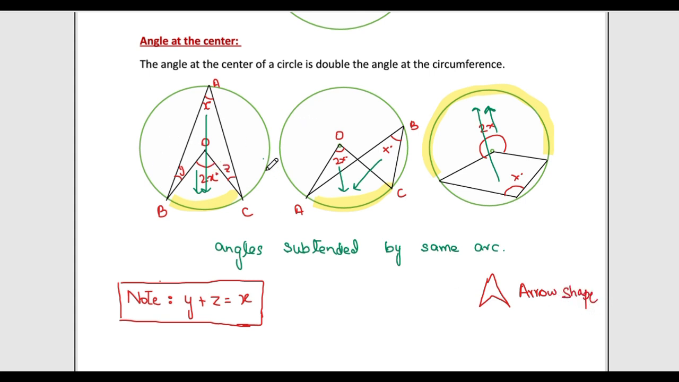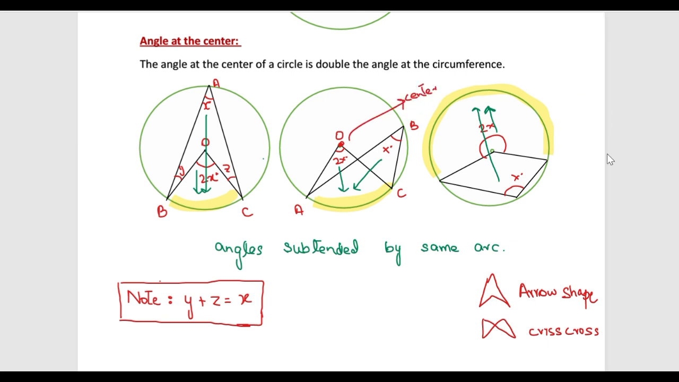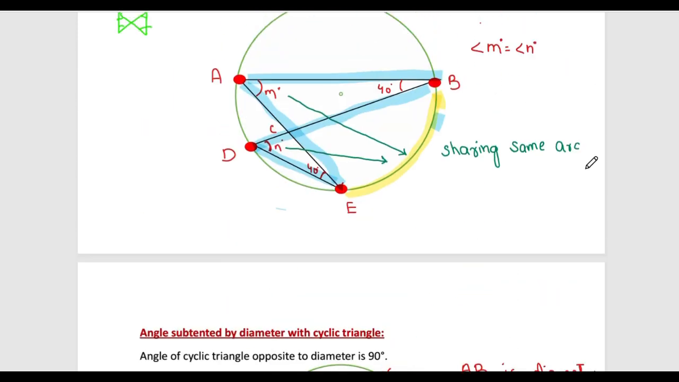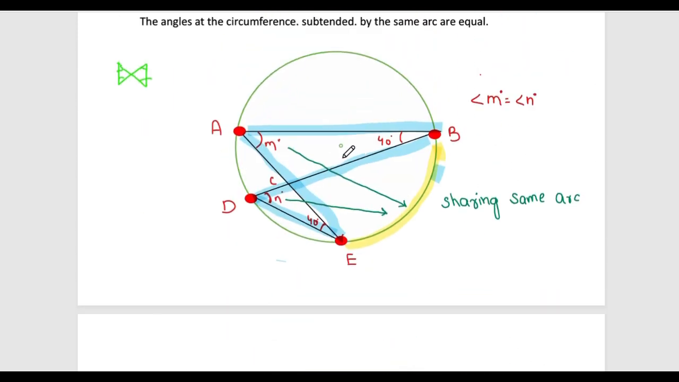Okay, there is another shape which is again this crisscross shape, but this time we have something different from the previous crisscross. You can see in this crisscross one angle is made by the center, and the other angle is not. But over here we can see that this angle has nothing to do with the center, right? The center is not included.